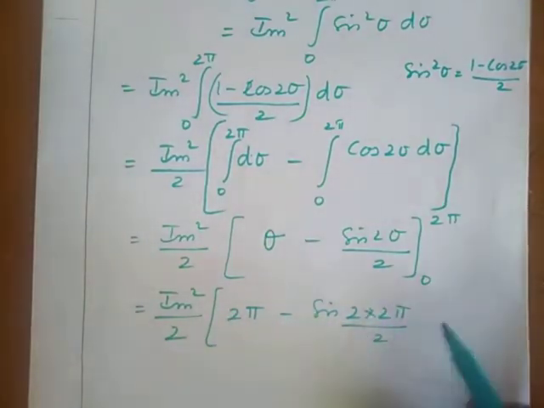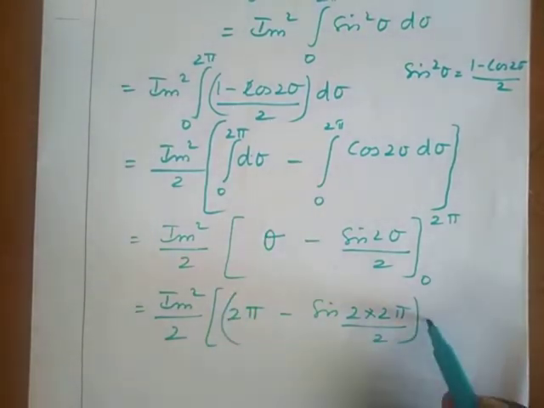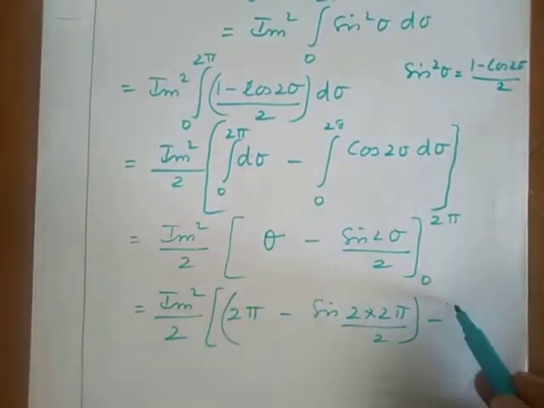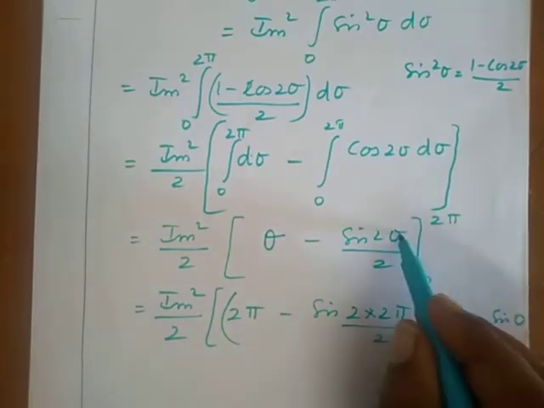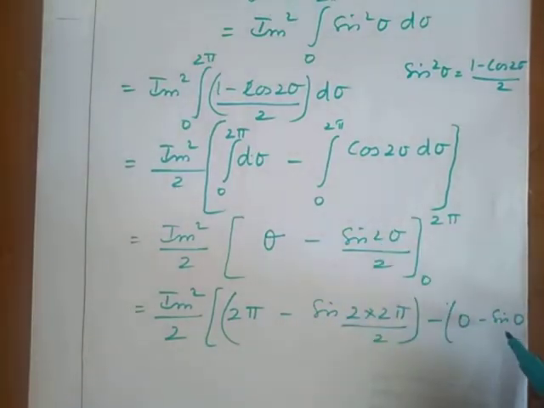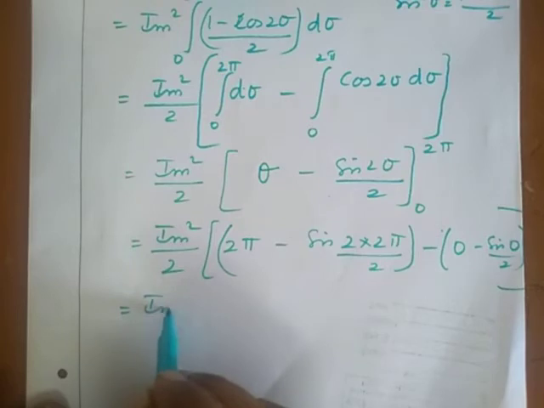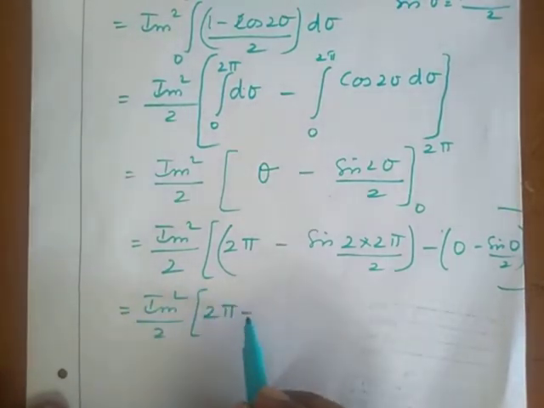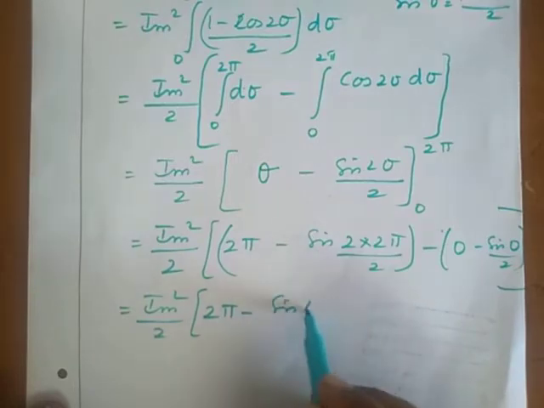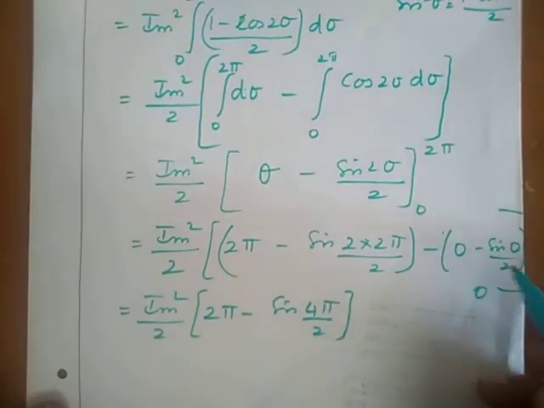Minus lower limit, then 0 minus sin 0. 2 into 0 became 0, then sin 0 by 2. Next, simplifying this, Im square by 2, then 2 pi minus sin 4 pi by 2. This one became 0, sin 0 is 0, this entire term will be 0.